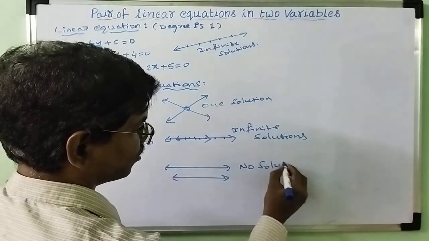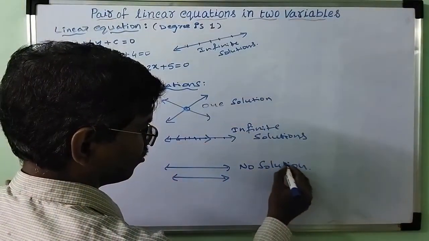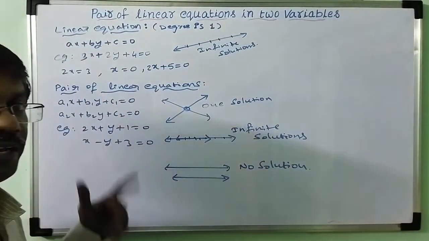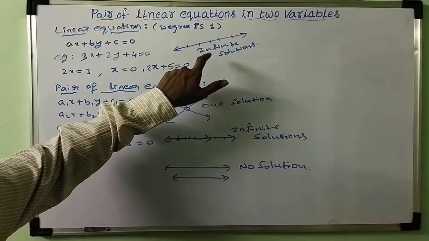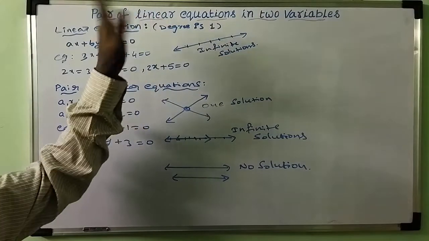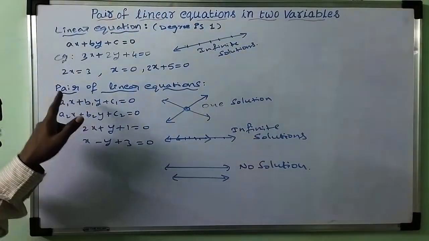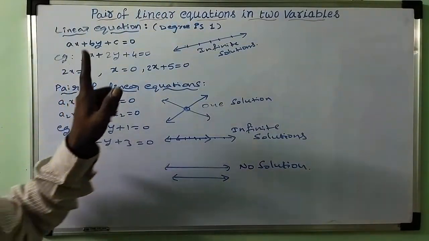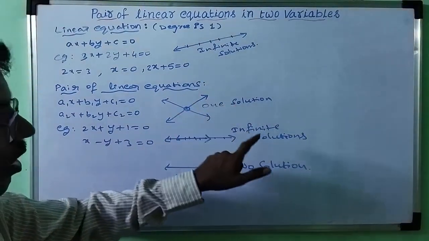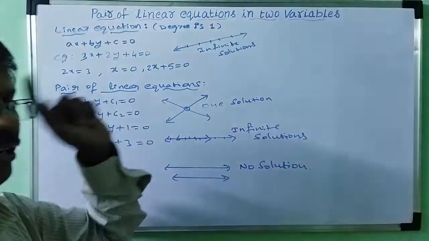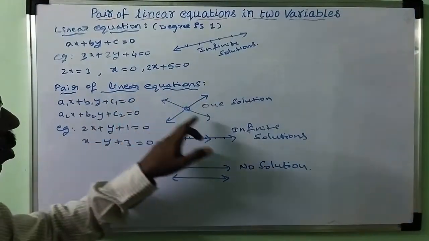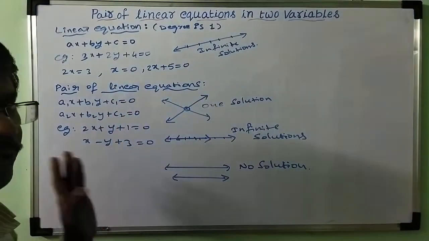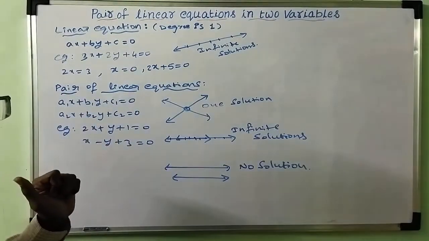No solution. I think we got a very good idea about pairs of linear equations. Here if there is only one linear equation, it must contain infinitely many points, and those are all called solutions. But if there is a pair of linear equations, they may contain one solution, many solutions, or no solution. Common points for two lines we are calling solutions in case of a pair of linear equations.